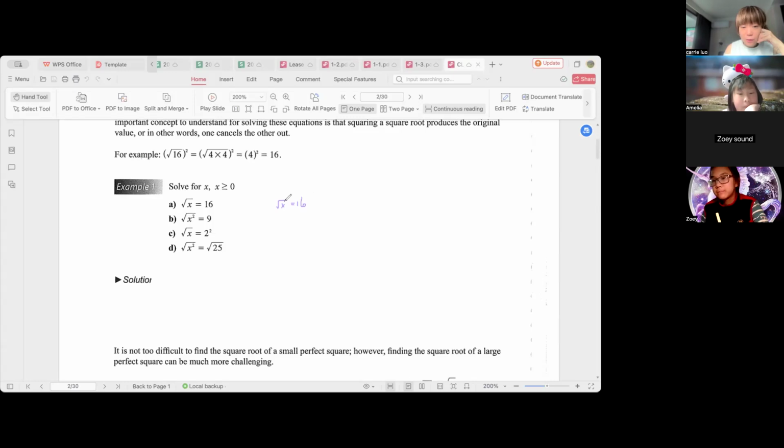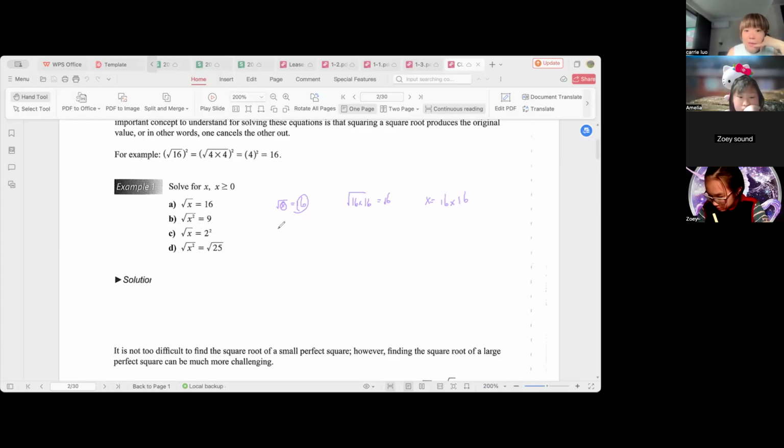So let's take a look at this one. When you try to find the number inside the square root, all you need to do is just do what? Because 16 times 16 equals x, correct? So x equals the outside number times itself. Get it?